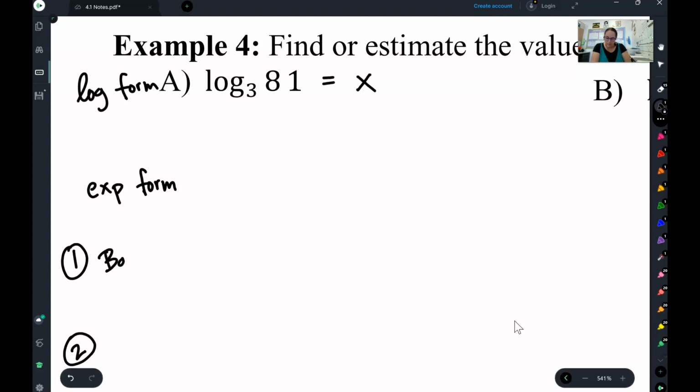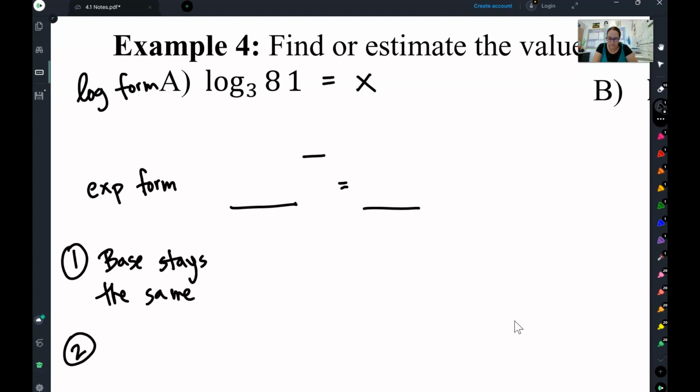Step 1, the base stays the same. And here's what I mean by that. In exponential form, it's going to look something like that. Something to the something equals something. Well, the base of the logarithm becomes the base of the exponent.